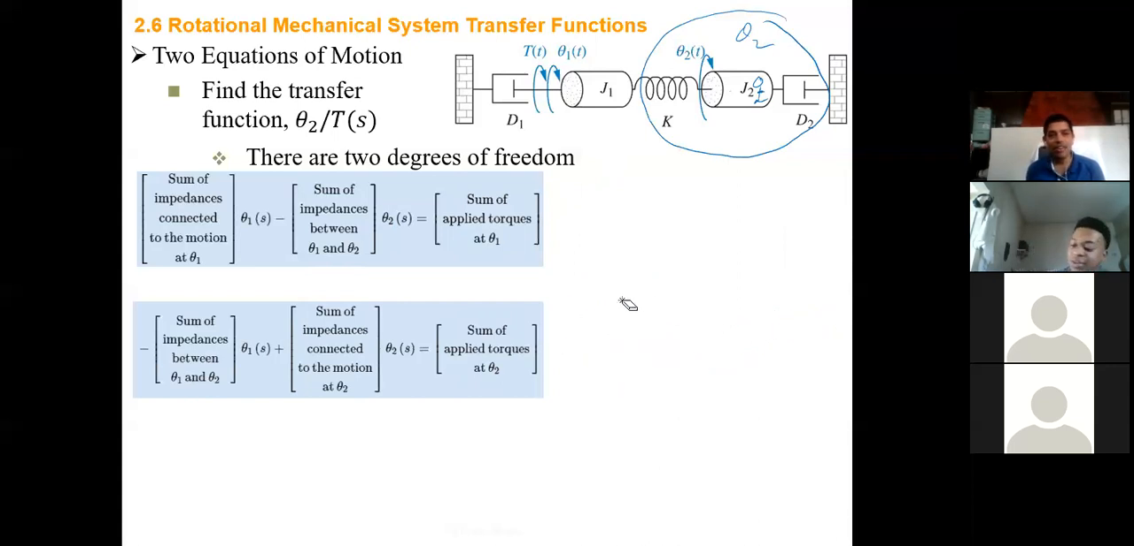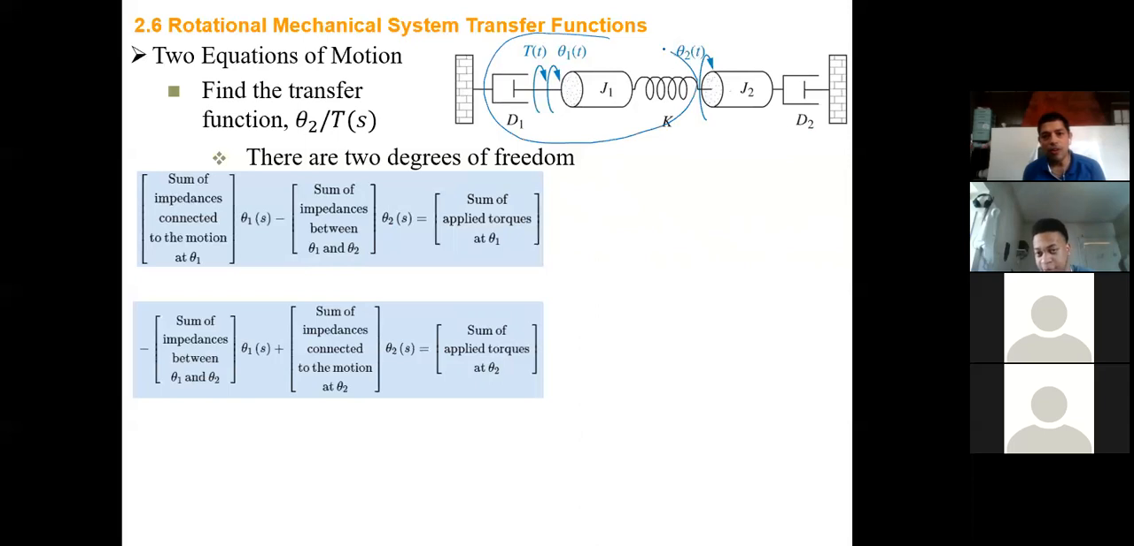Okay, let's start with the bubble theta 1 because this is very important. And if you understand this, you love this course. So I understand what's in theta 1. Okay, give me then, what is in the theta 1? One quick question before that. The sum of impedances connected to the motion at theta 1, that's the equation we're writing down. No, right? Because we have theta 1 and theta 2. So how many equations do you think we should have? Oh, okay, two.